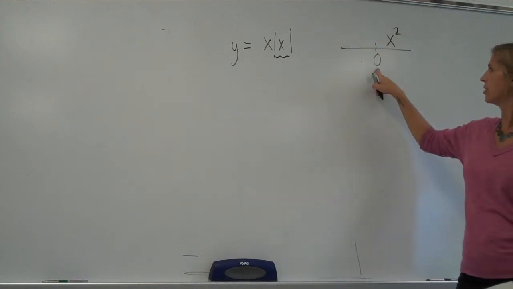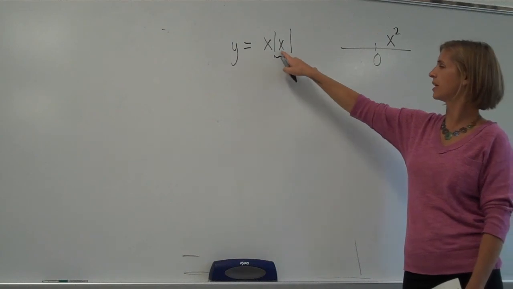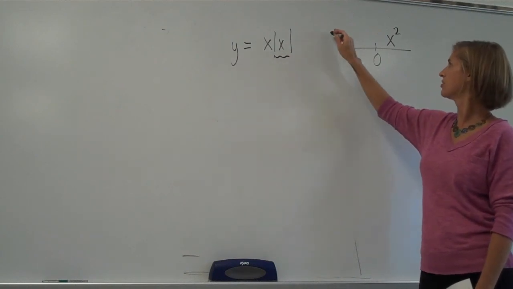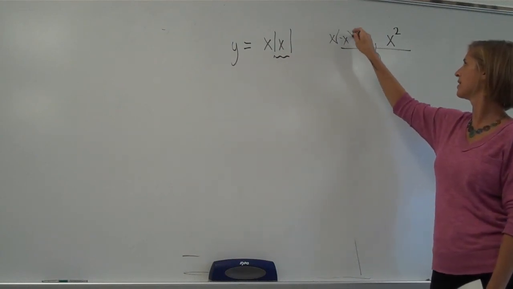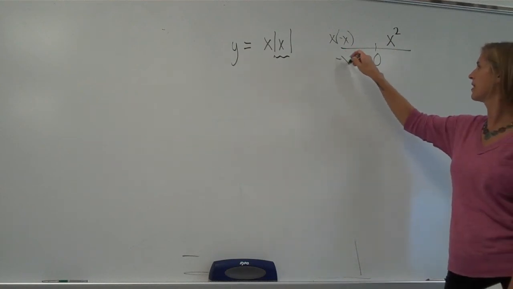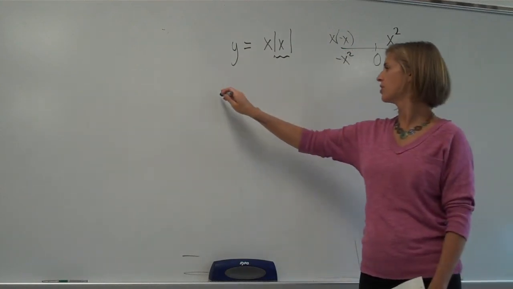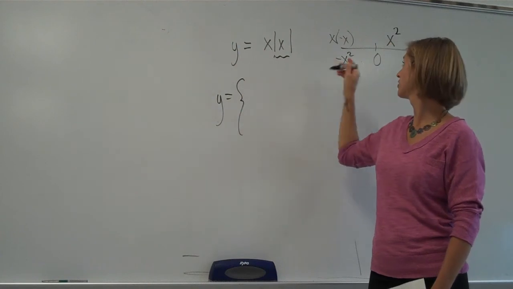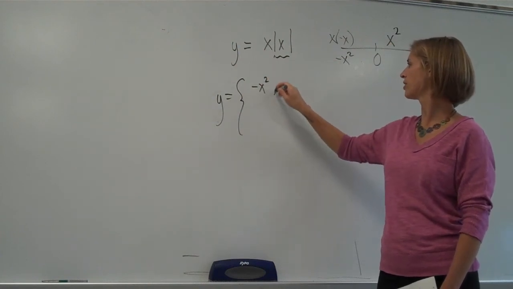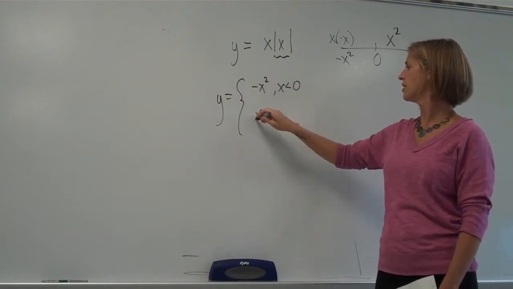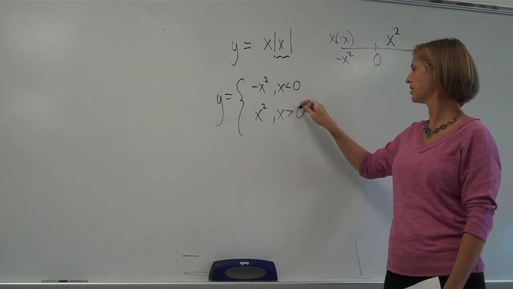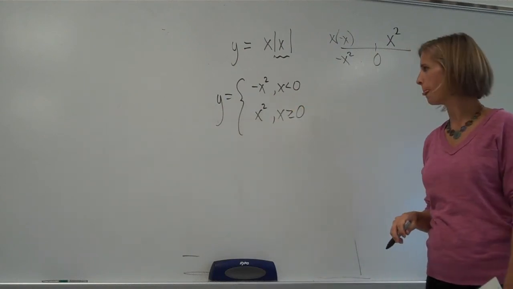Plug in a number less than 0, like negative 1, and I get a negative number in here. So drop the absolute value bars, but make it negative. So it would give me negative x squared. So the function itself is going to look like negative x squared when x is less than 0, and x squared when x is bigger than 0, and I can make one of them equal to.